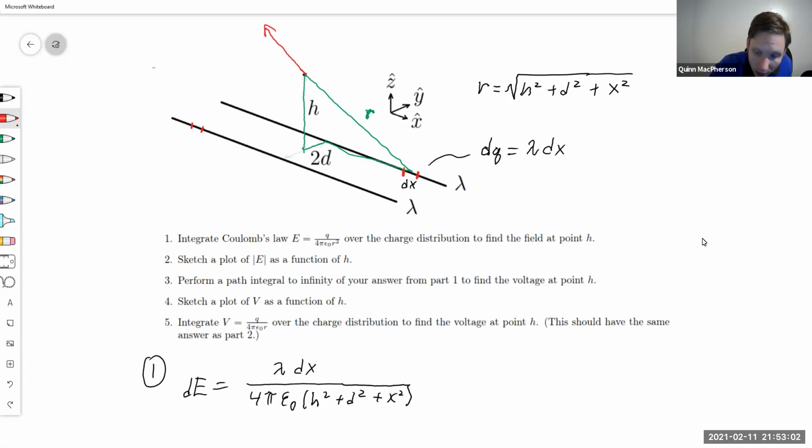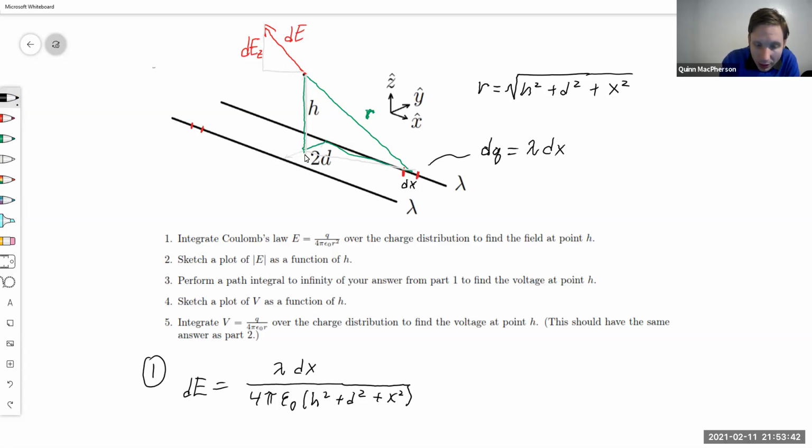Awesome. So that's dE. In particular, dE will point in the same direction as the line going from our dq to our point of interest, off in that direction. Now I only want the z component of that. If this is dE, I only want dE in the z direction, the vertical component of dE. How do I get the vertical component? Well, this triangle here is similar to this triangle here.